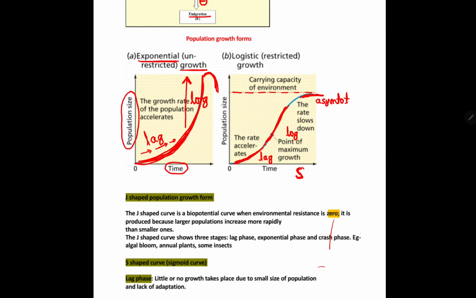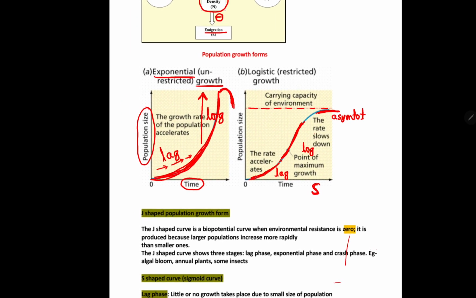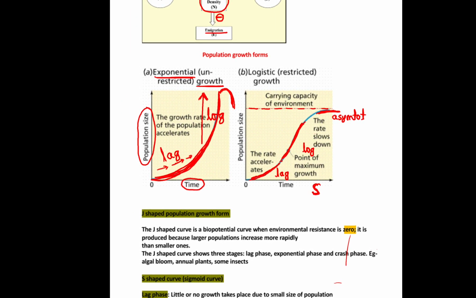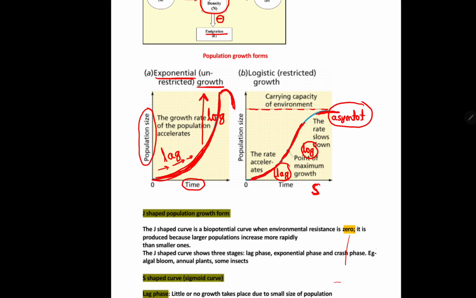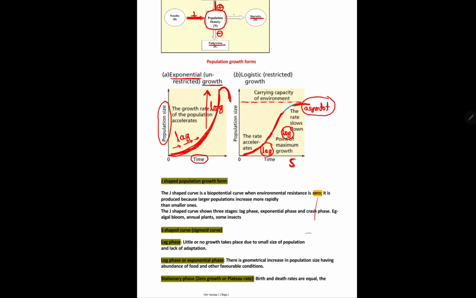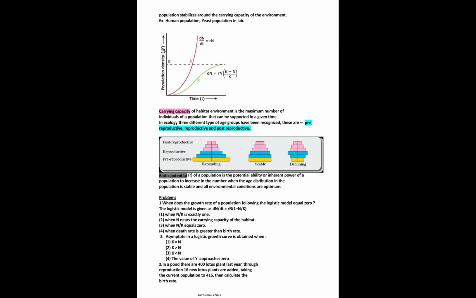Okay, so our exponential growth curve has three phases: lag phase, log phase, crash phase. Here, lag phase, log phase, stationary phase or asymptote phase. Hope my point is clear to you, students.